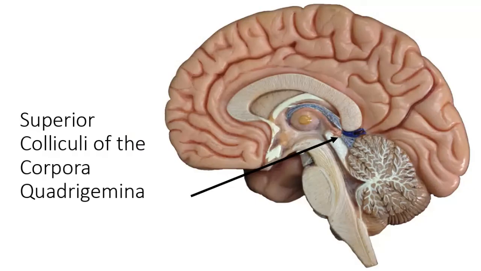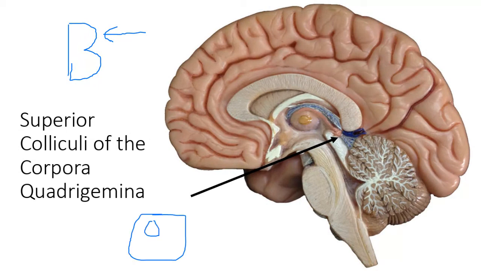This next slide is pointing to those top two bumps. We call that the superior colliculi of the corpora quadrigemina. That's a mouthful. That's a tough one. That has to do with visual eye reflexes. If I were looking at that same structure from the back, we have our four bumps on the back, and it's the top two.